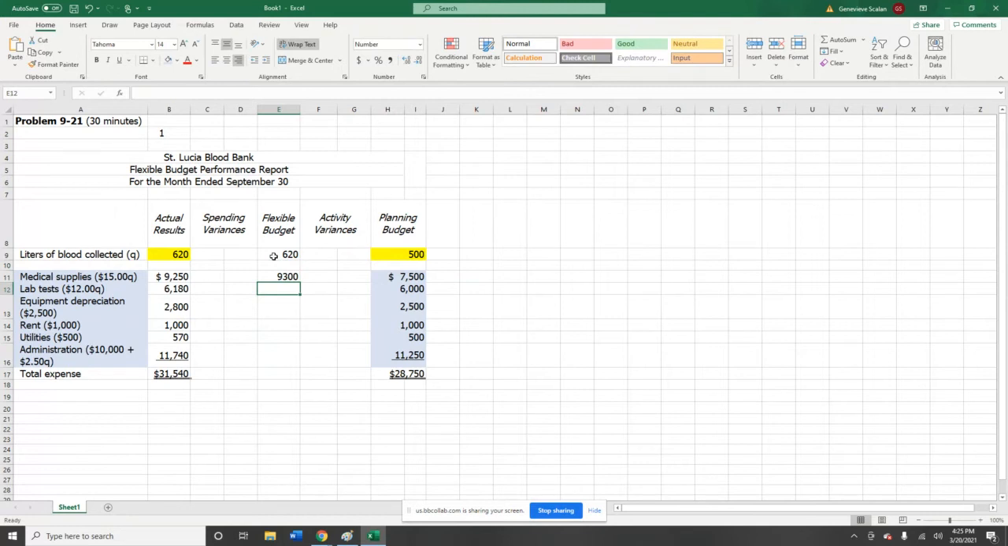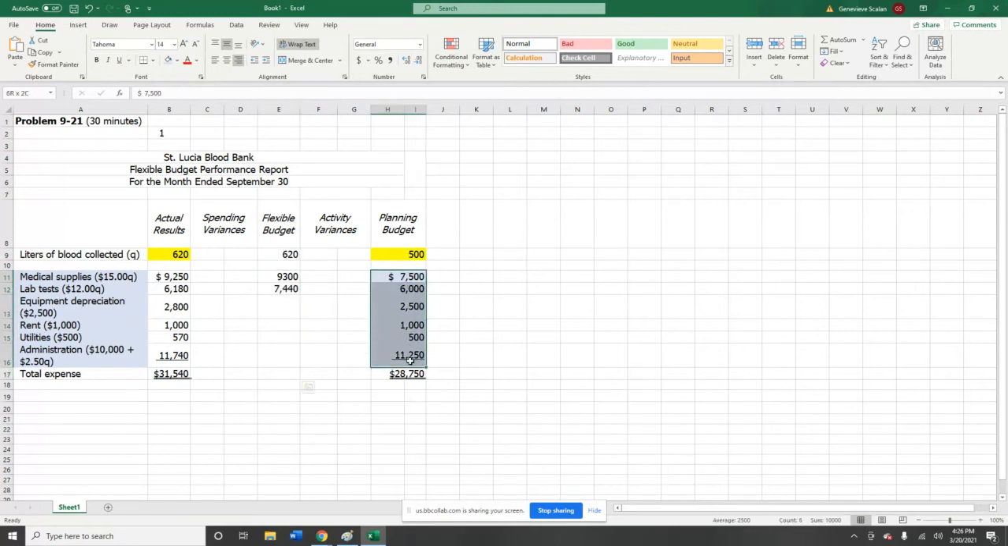So that's 9,300, right? So the difference in the flexible budget is 9,300. Then that's equal to 620 times 12, right? So our lab test is off by 7,440. Not off by 7,440. That's what we would predict. I'm sorry. These numbers are what we would predict if we had known we were going to do 620, right?